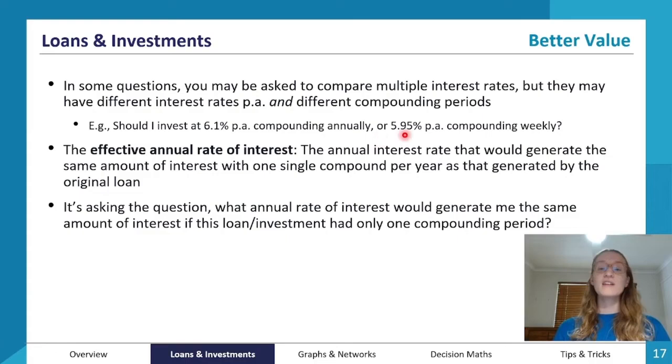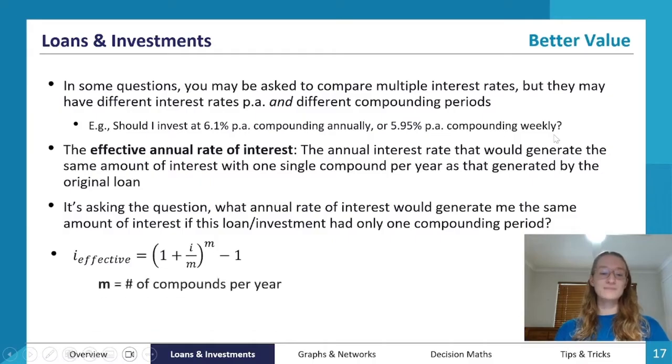So for example, to compare these two options on equal footing, we'd say, well, okay, we know that 6.1% per annum compounding annually would give us a certain amount. But if we took the effective annual rate of interest, what that would do is this formula would, in essence, convert 5.95% compounding weekly. It's asking effectively what rate of interest would generate the same amount of interest as if we just had one compound per annum. And then by finding out that value, we can then compare the other values on equal footing. And this is the formula that we use for that.